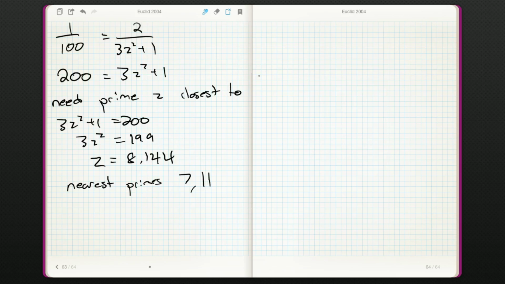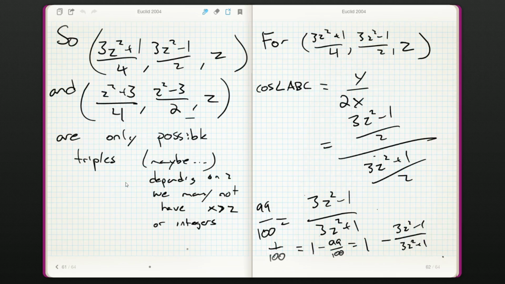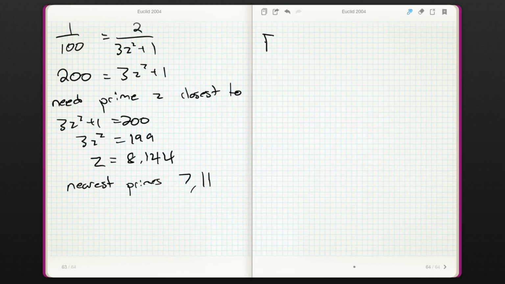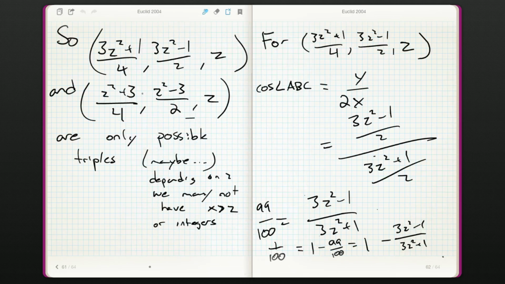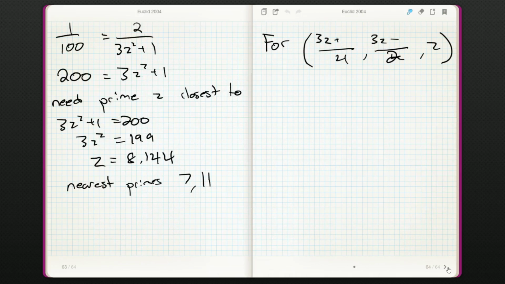Okay. So what was the other one? The other expression for our triple. So these are the z's that are going to get us close. The other one is z squared plus 3 over 4 and z squared minus 3 over 2. And the expression is y over 2x. So for 3z, something over 4, and then 3z minus something over 2, and then z. I can't remember what it was. z squared plus 3 and z squared minus 3. That was close.